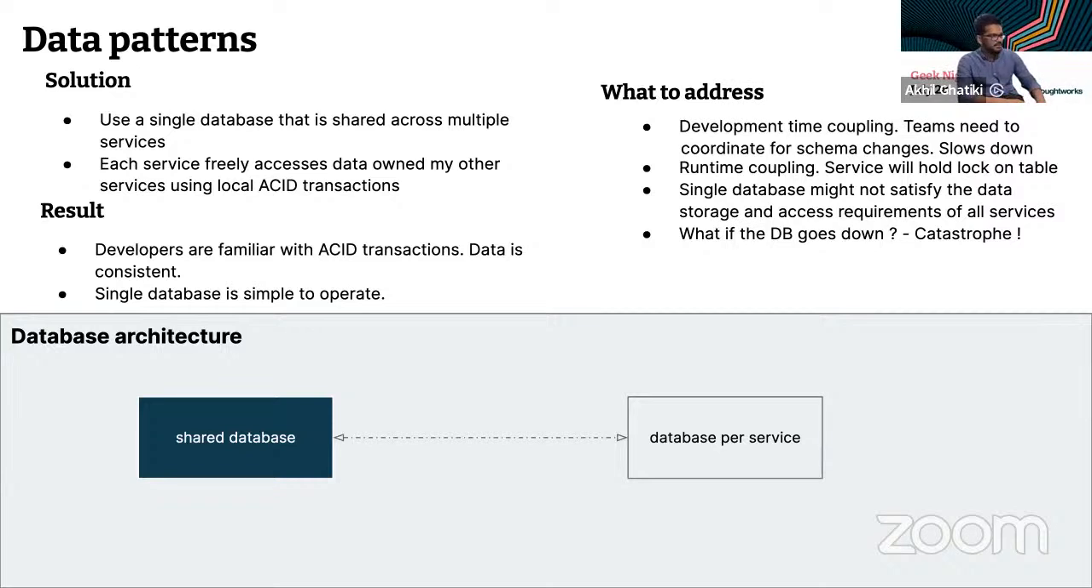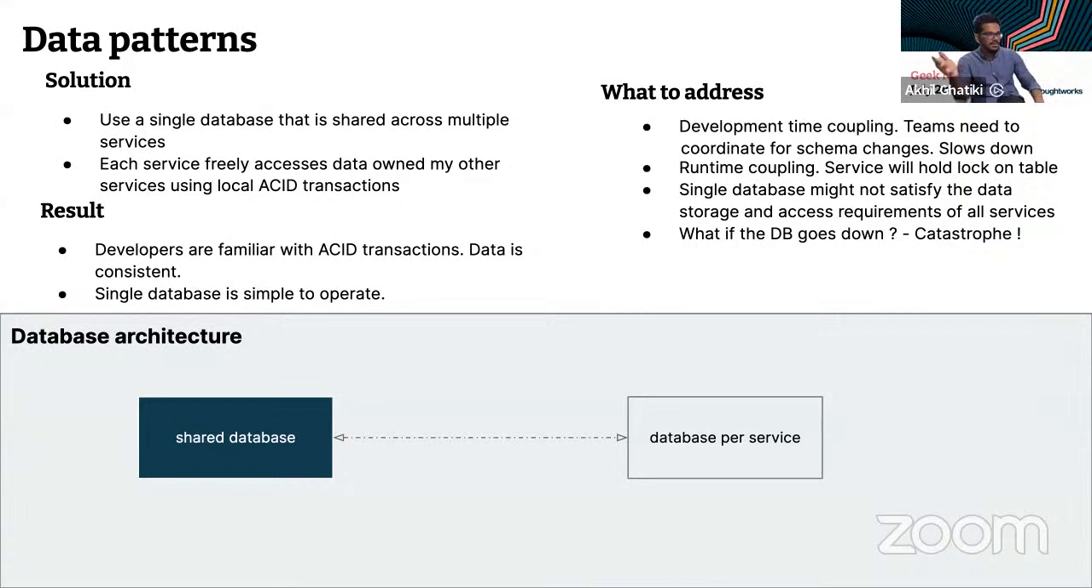And then the concern you're going to have is development time coupling. When multiple services are owned by multiple teams, one team might have requirements to change the schema, and then another team might not need the schema change. This creates a lot of dependency on each other, and this slows down the development process.